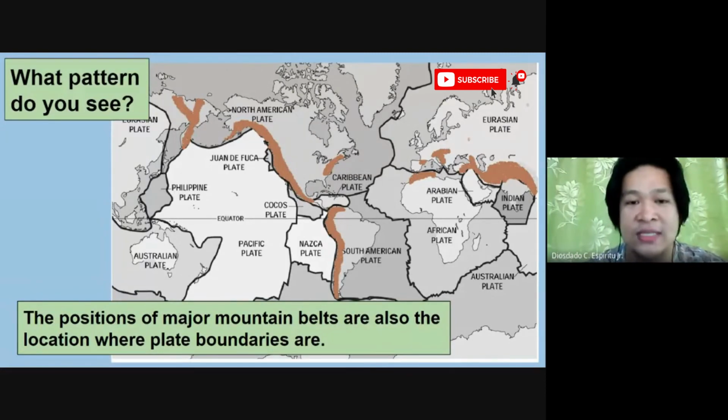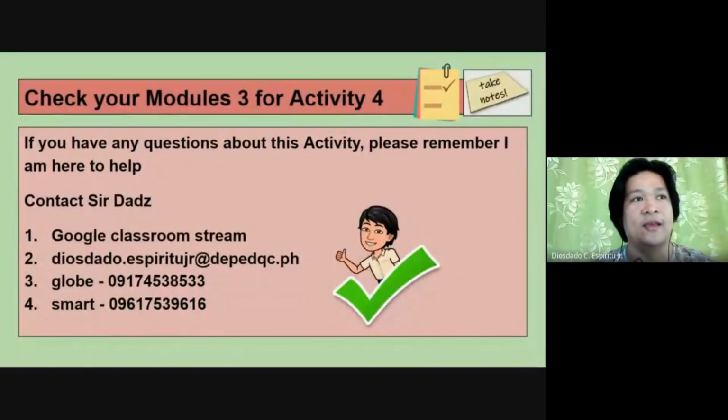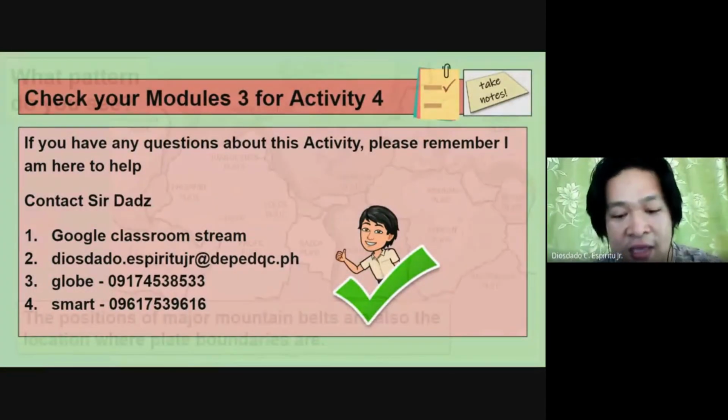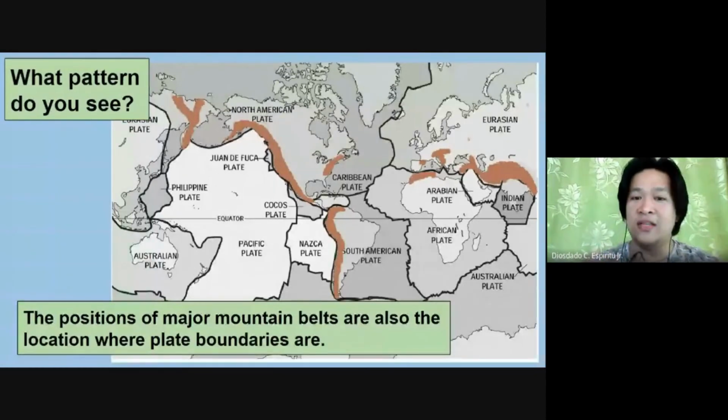Remember that when we say plate tectonics, these plates are basically moving. Okay? The plates are moving. You're standing on a mountain. The mountain is basically found on plate boundaries. So, what will happen if there is a sudden movement of these different tectonic plates? What do you think will happen to you?